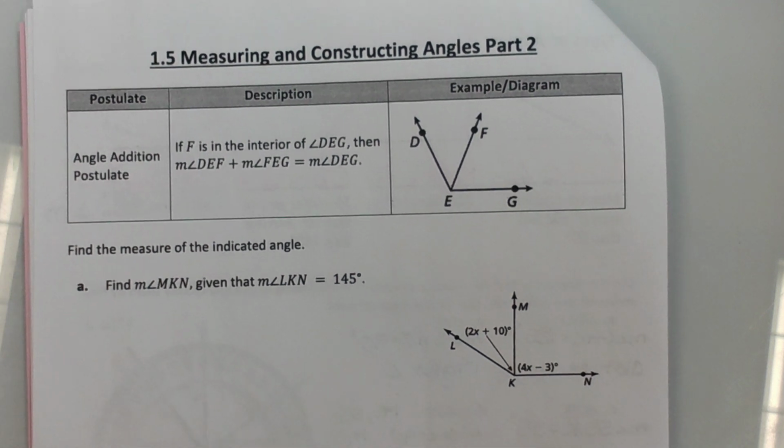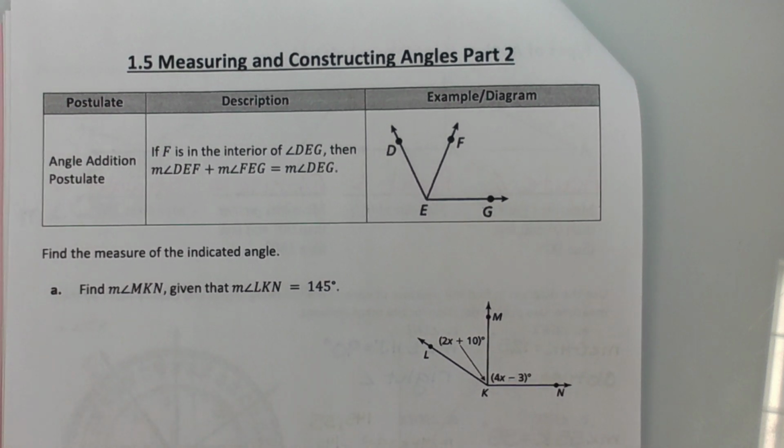Part of section 1.5. Still focusing on the measuring, not so much constructing of angles. So, yesterday we went through and talked about the measurement of angles and their classifications: acute, obtuse, right, and straight, and we talked about using a protractor. Those are the main things that we worked with, other than just naming our angles.